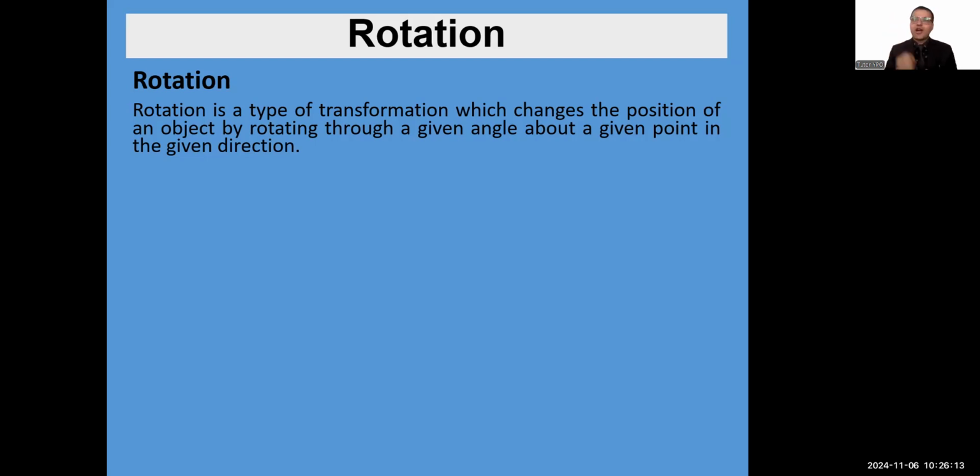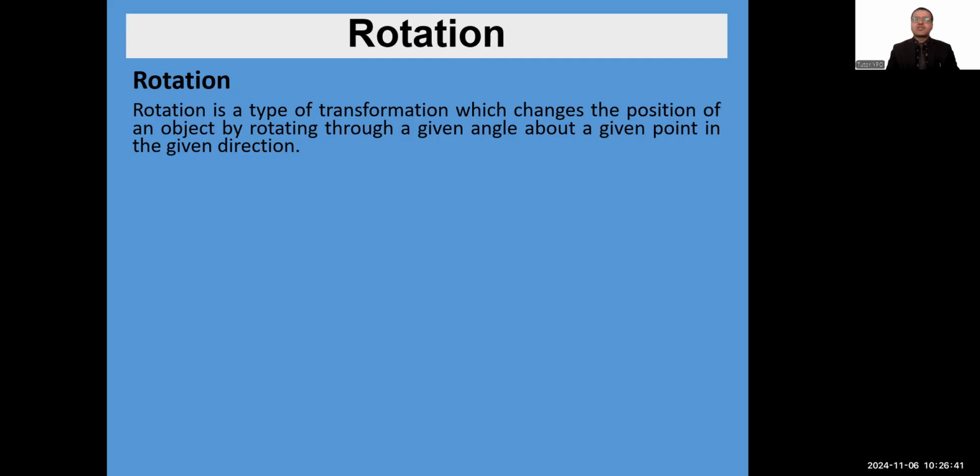3 points are to be noted here. Rotating through a given angle. Through which angle to rotate? 90 degrees, 180 degrees, 270 degrees, which angle? So angle is there. Next point, about a given point.